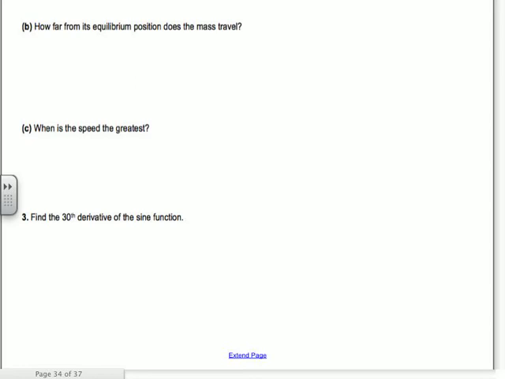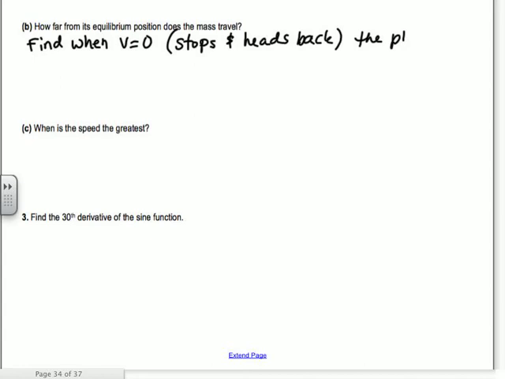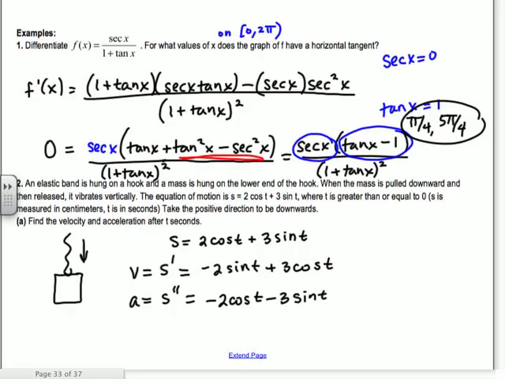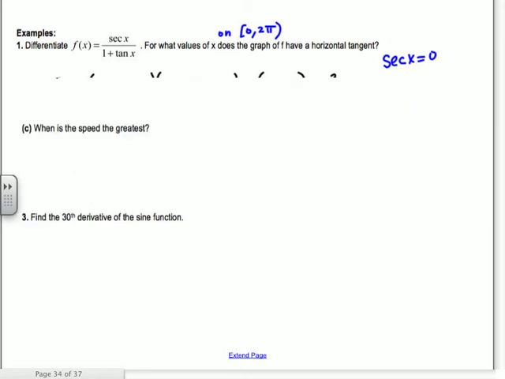So we're going to find when velocity equals 0, so it stops and then heads back. Then plug into position. So whatever number you get, you're going to plug it into the position function. All right, so when velocity is equal to 0, we have negative 2 sine t plus 3 cosine t.